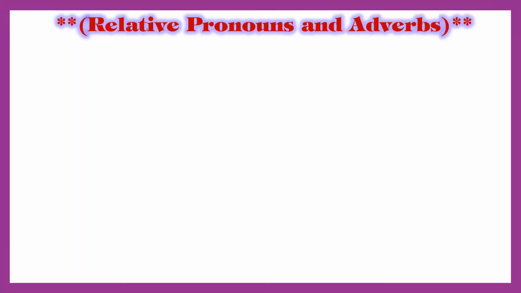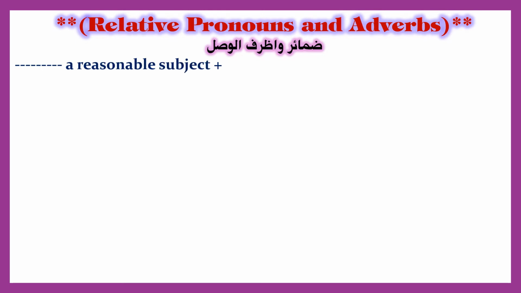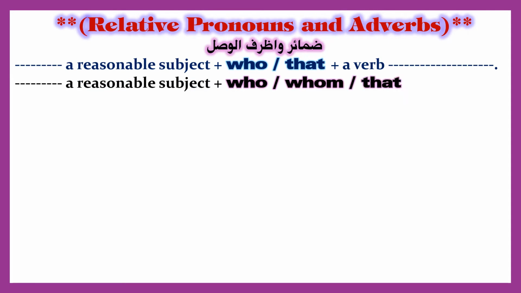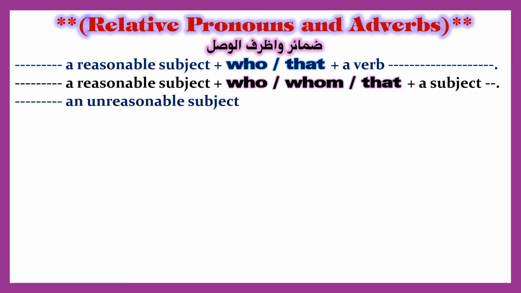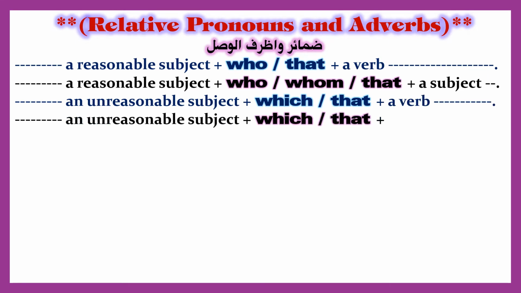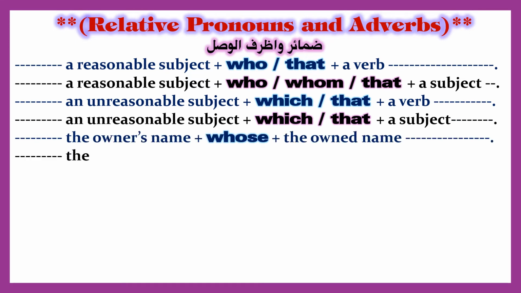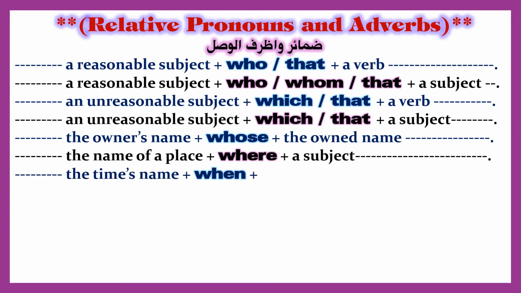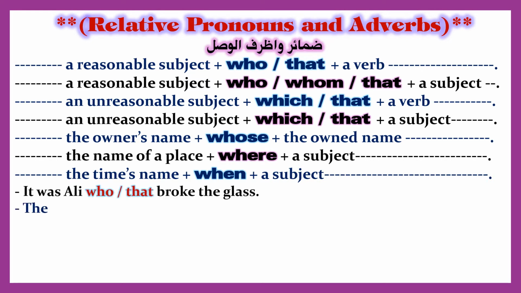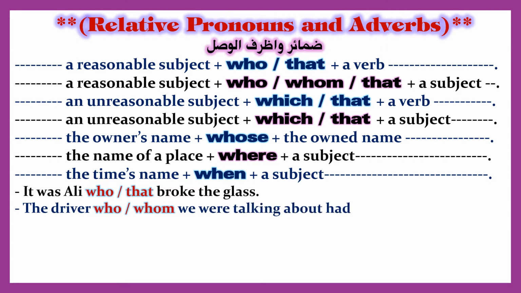Relative pronouns and adverbs. A personal subject: who, that and a verb. A personal object: who, whom, that and a subject. A non-personal subject: which, that and a verb. A non-personal object: which, that and a subject. The owner's name: whose and the owned name. The name of a place: where and a subject. The time's name: when and a subject.